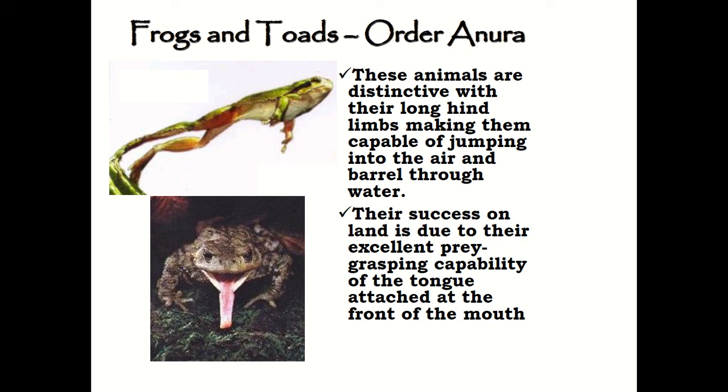For example, it refers to the frogs and also toads. Frogs and toads are distinctive with their long limbs here that help them to be capable of jumping into the air and also barreling through the water. The success on land is due to the excellent prey grasping capability of the tongue, which is attached at the front of the mouth. Of course, the tongue is in front of the mouth, right?